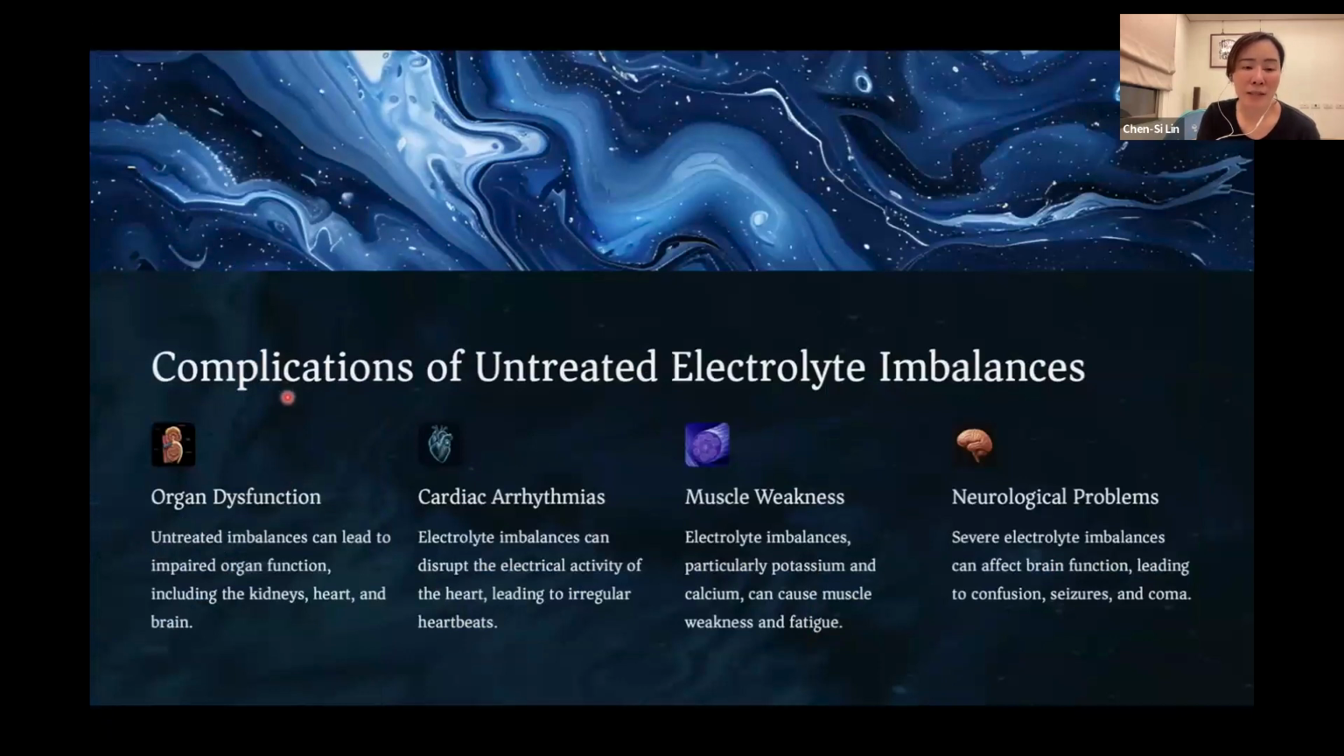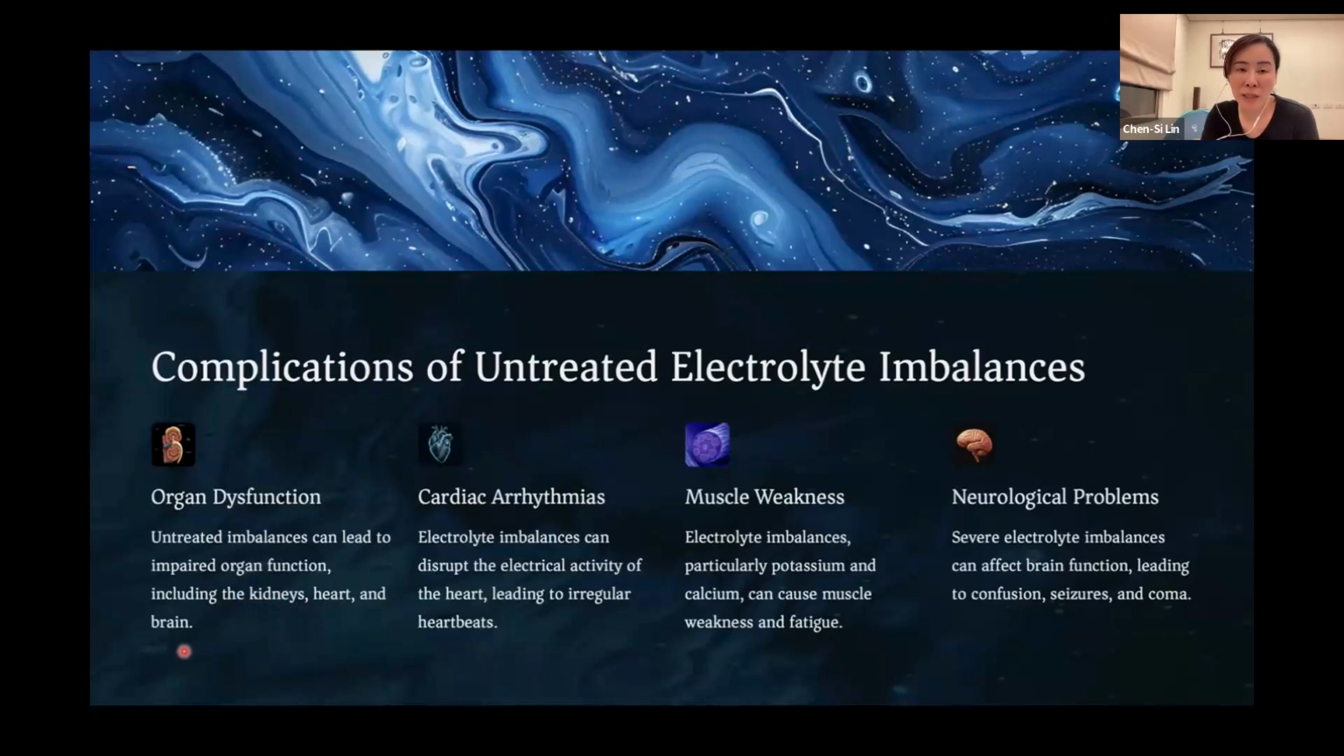So what are the complications of untreated electrolyte imbalance? It mainly results in the following four aspects. The first is organ dysfunction, because electrolytes are important for cellular functions. The main organs affected by untreated electrolyte imbalance would be the kidney, the heart, and the brain.